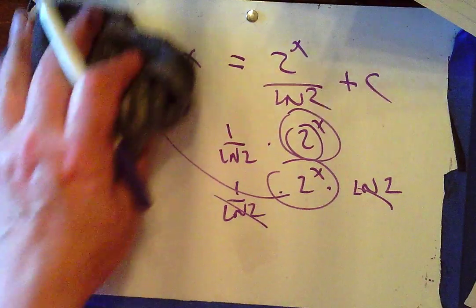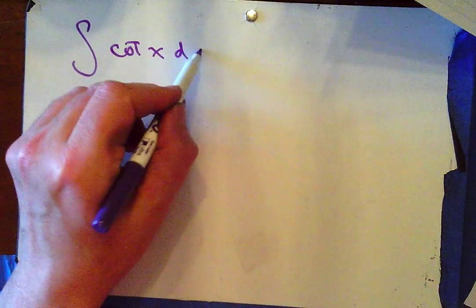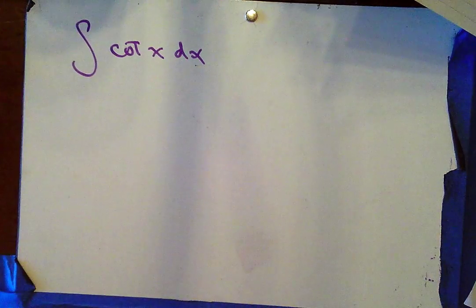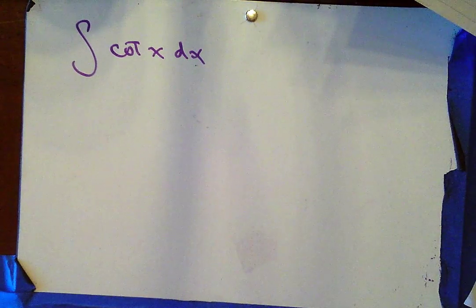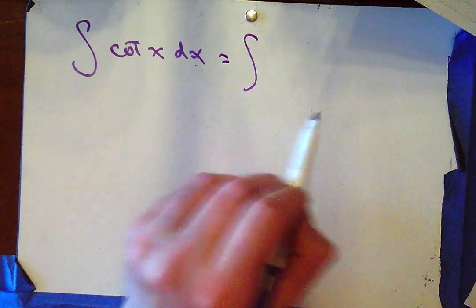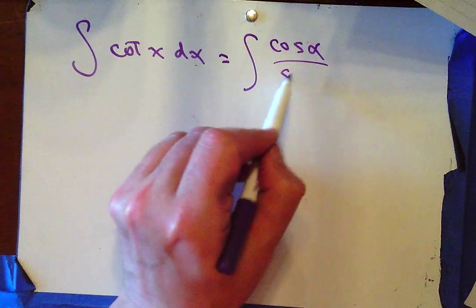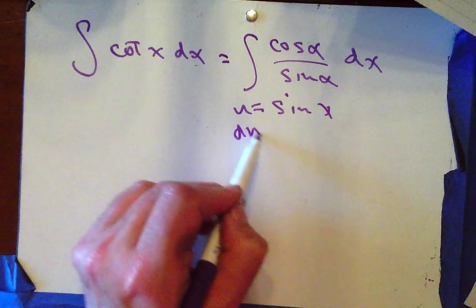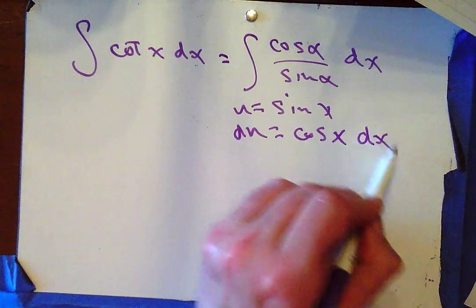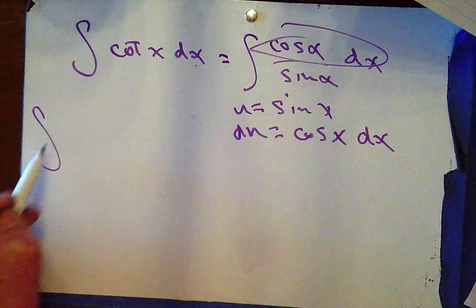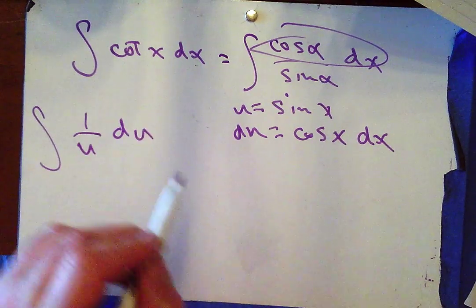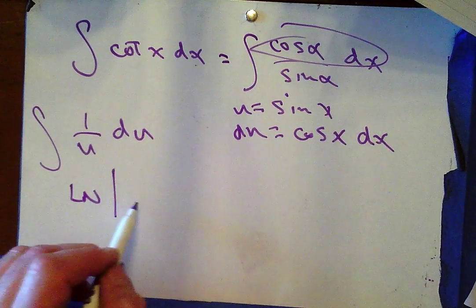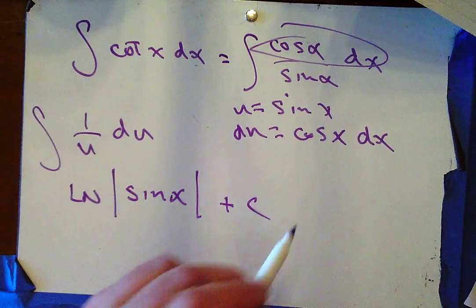Okey-doke. All right, how about this one? The integral of cotangent x dx. Pause the video, give it a try, come back when you're done. Hey, welcome back. I broke this up, like when we did tangent, into cosine over sine. So my u is sine x, and my du is cosine x dx. Huh, look at that. So this becomes the integral of 1 over u du. So I've got ln of sine x plus c.